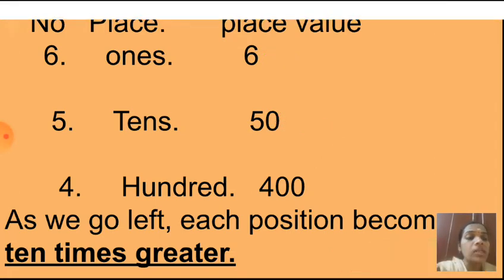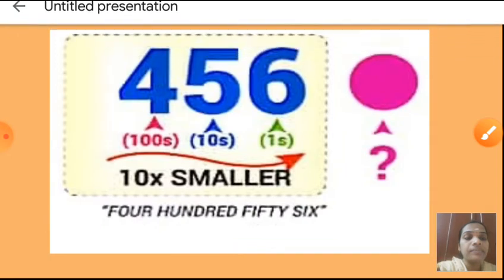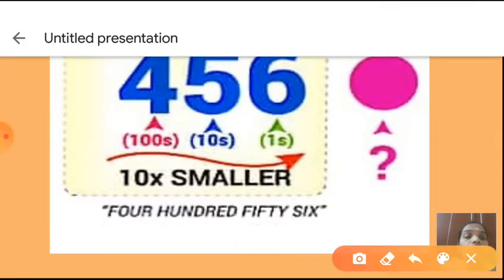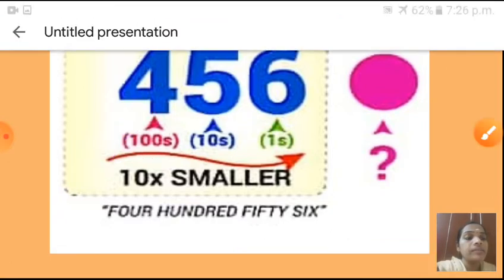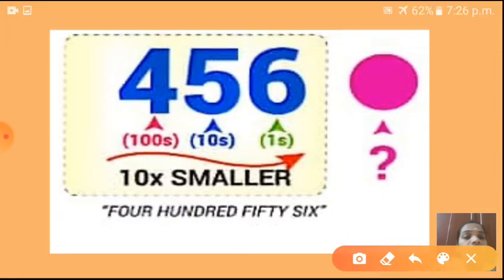Okay children, next slide you have to see. Suppose this 4 is in which place? Hundreds place. So this is tens place. If it goes like this, it is 10 times greater, isn't it? And see here children, if the value goes from left to right, it is 10 times smaller. Understood? Because here 100 and here 10. That means 10 times smaller.